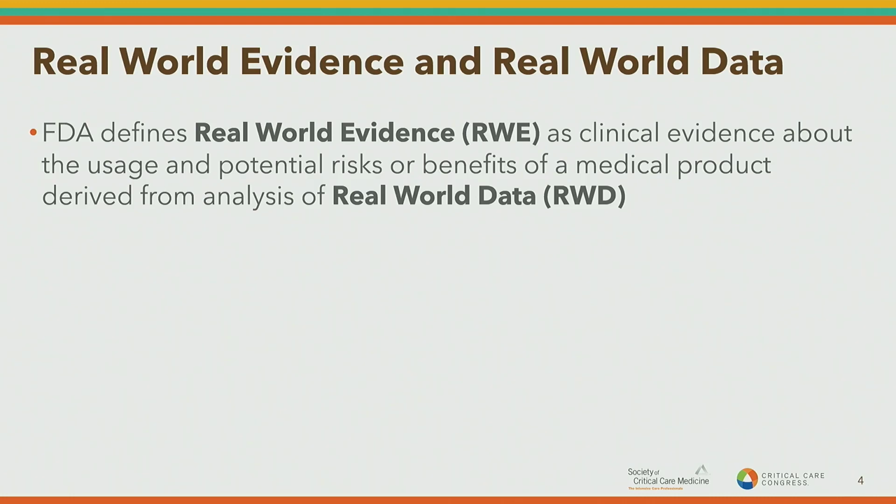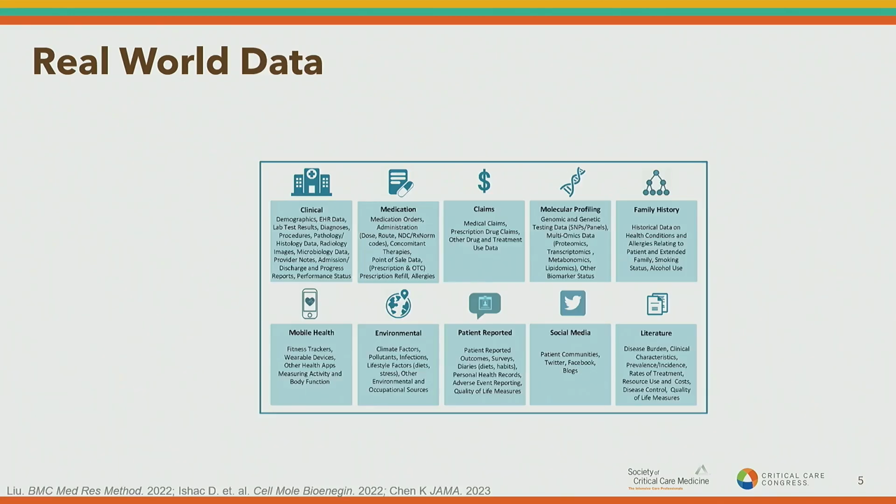So first, let's start by understanding what are we talking about when we talk about real-world evidence. FDA defines real-world evidence as clinical evidence about the usage and potential risk or benefits of a medical product derived from the analysis of real-world data. So what's real-world data? It's basically data that is generated in the course of day-to-day life. For most of us who are doing medicine, we already know that a lot of clinical data in our EHR system, in our insurance claims, Medicare, Medicaid, are all part of this real-world data that can be examined.